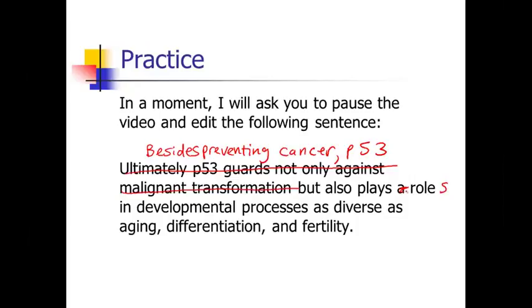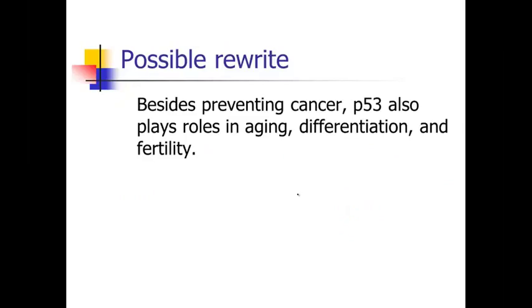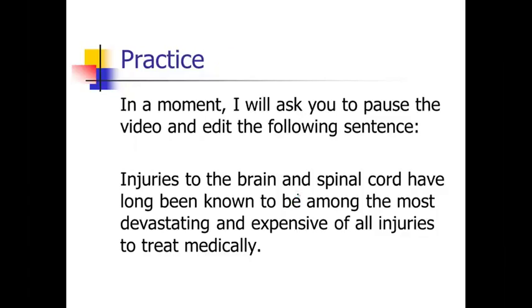Well, I don't think I need to say all of that. That doesn't really add much. So plays roles, how about just plays roles in aging, differentiation, and fertility? It's kind of understood that that's a diverse range of things. So besides preventing cancer, P53 also plays roles in aging, differentiation, and fertility. See how much we could strip out of that sentence without losing the meaning?